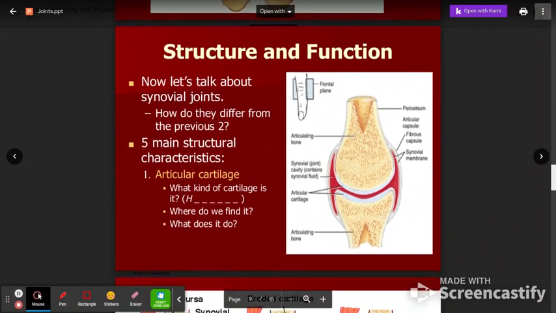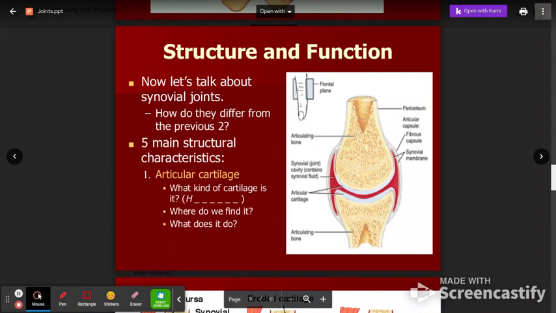Okay, synovial joints, how do they differ from the previous two? Okay, movement or no movement? Synovial. Movement, right? Where are we, Susan? We're jumping around everywhere. We're on Tuesday? Five main structural characteristics of synovial joints.